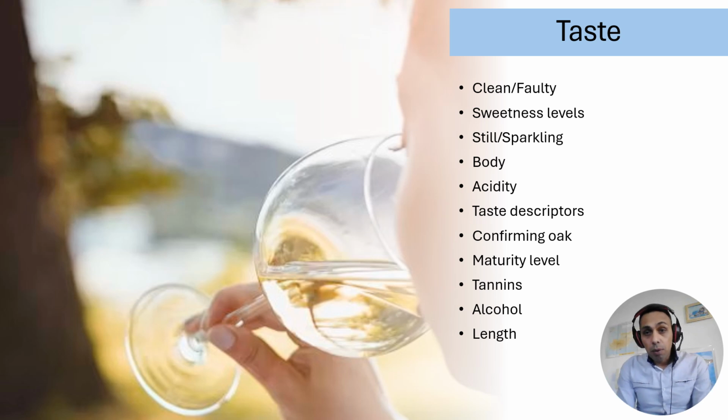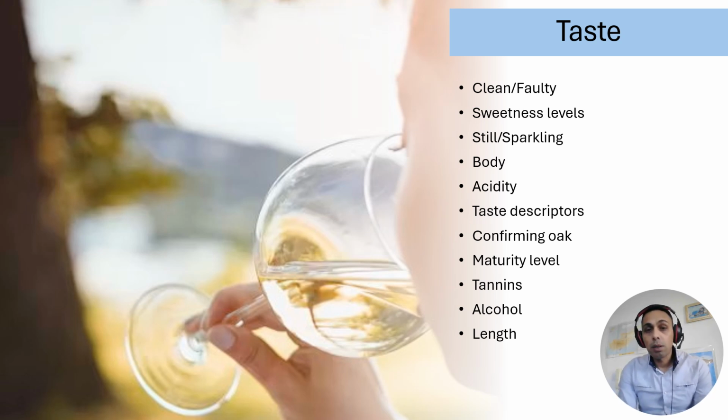the next slide is about the test, about the palate. Again, we have to mention that the wine is clean, or if you have any fault, we have to mention that. Sweetness levels, whatever the sweetness level is, you need to describe it. Could be dry, off dry, medium sweet, and so on. We need to mention if it's a still or sparkling wine. We need to talk about the body of the wine, if it's light, moderate, or full body. Acidity goes the same.